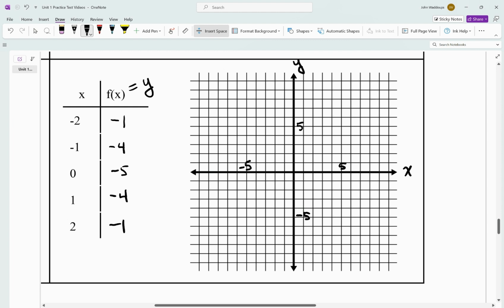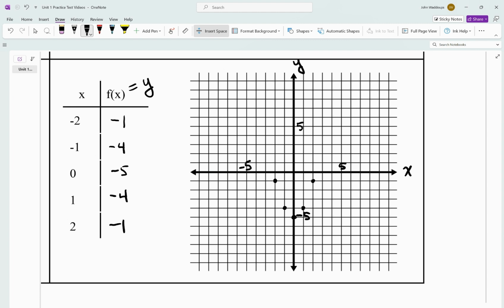And then I can just label. So -2, -1. I go over 2 to the left and then down 1, and there is my -1. Then I go to -1, -4, down to -4. And then finally 0 at -5. Moving over in the positive x direction, when x equals 1, we're back at -4, and then at 2, we're at -1 again. Now, I can see that this is kind of a U shape here.